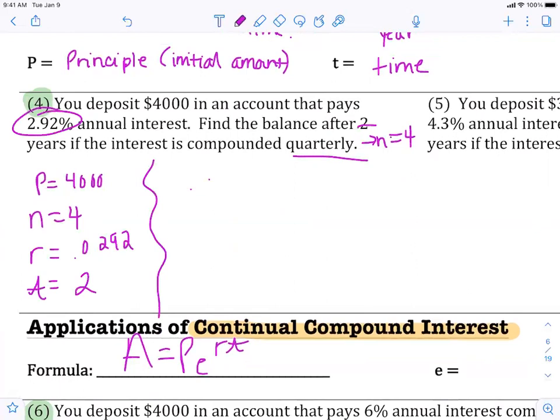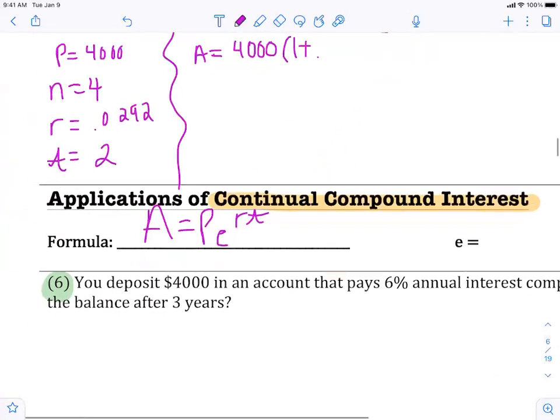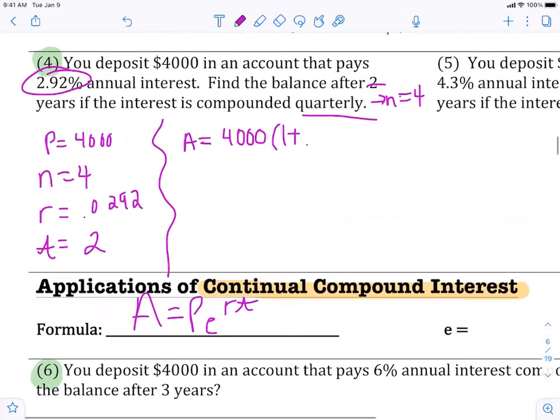Okay. So my amount here, we don't know A, that's what we're trying to find. But I know my principal is 4,000, so P comes first. In parentheses, it's 1 plus whatever your rate is, your rate divided by N. That's because it's divided up over however many times it's compounded. So it's going to be 0.0292 divided by N, which is 4. And I'm going to raise it to N times T, which is 2.